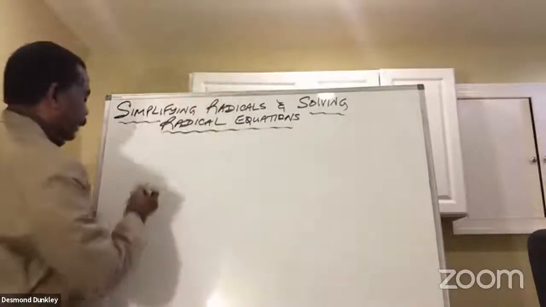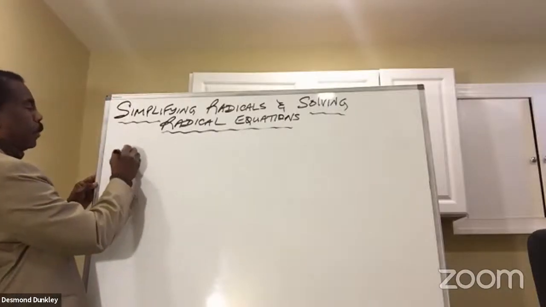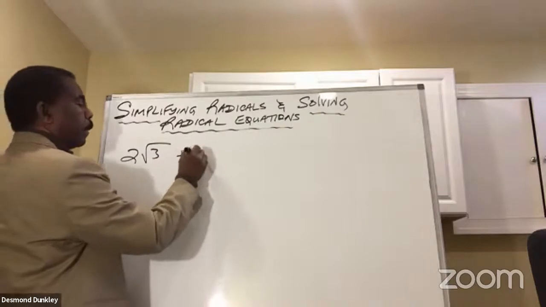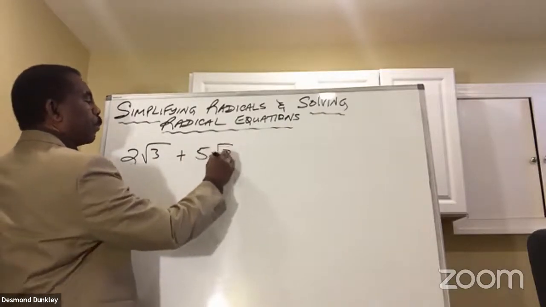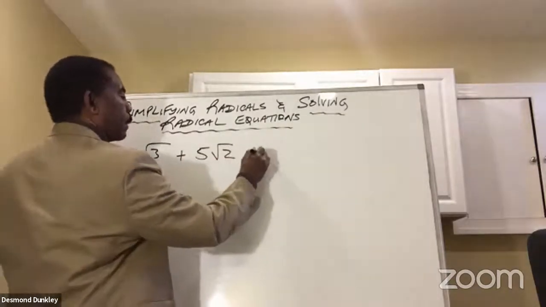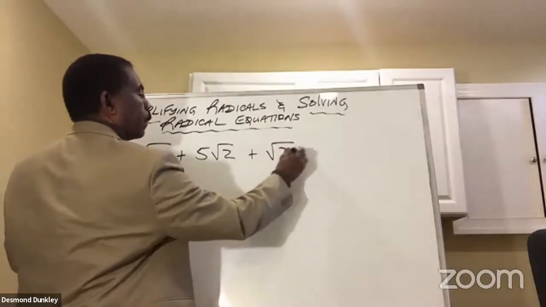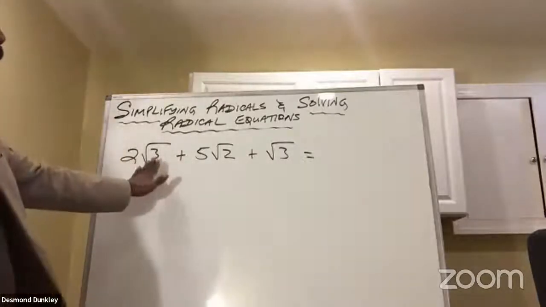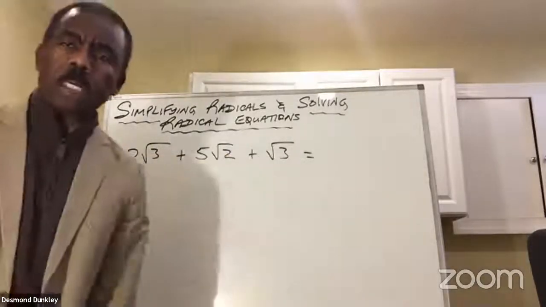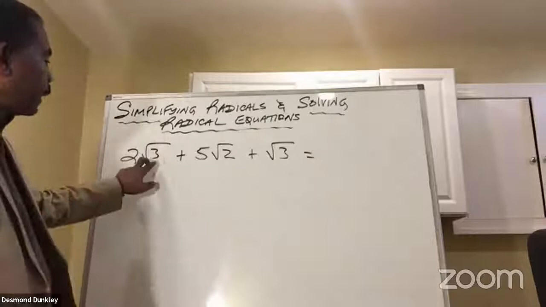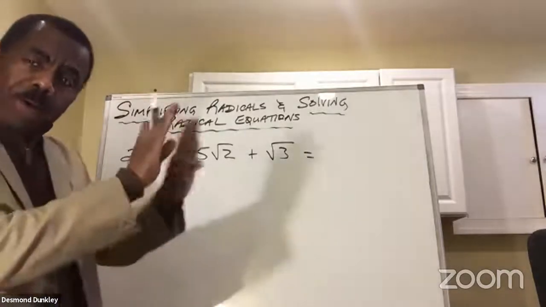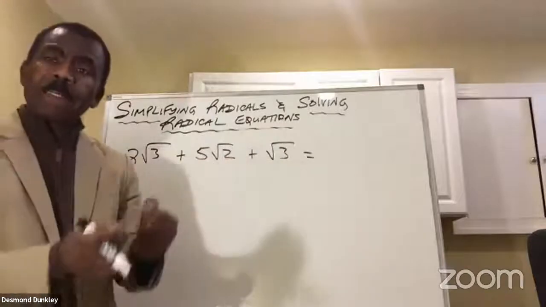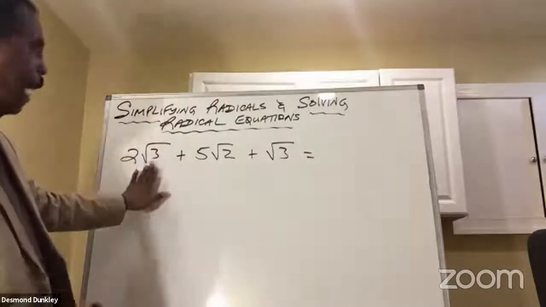Suppose you were asked to simplify 2 root 3 plus 5 root 2 plus root 3. What's that equal to? Well, you treat the radical like a variable. And in order for you to add or subtract, you must have the same radical.